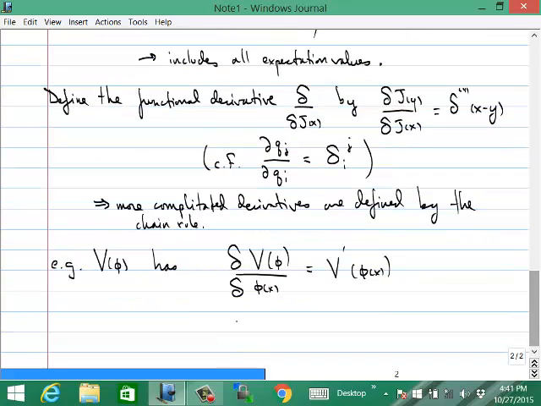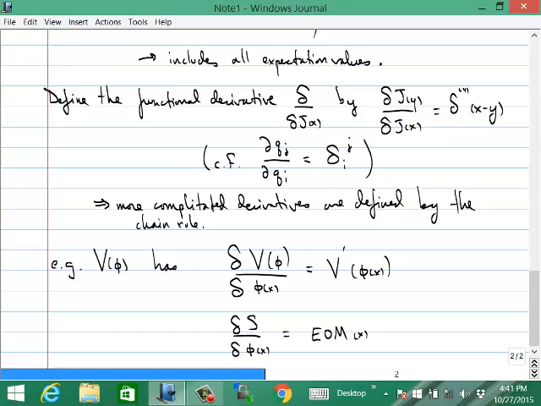Or, for example, if you have an action which is an integral of a Lagrangian, that's a function of phi and its derivative, this is just the usual Euler-Lagrange equation, evaluated at the point x. Are there any questions on this?